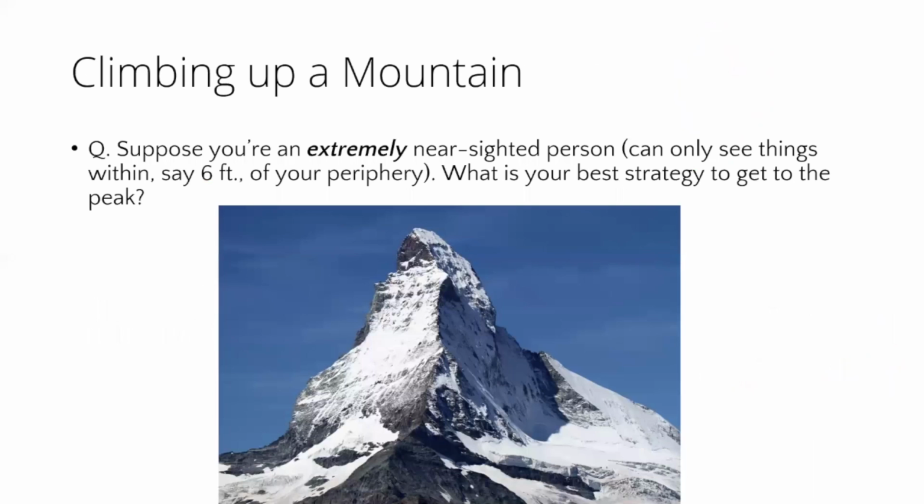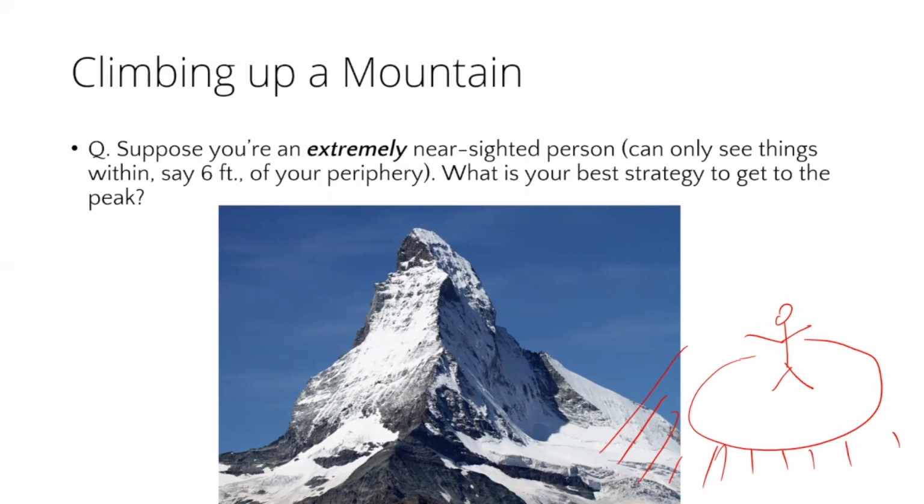For those of you who have never heard about this, here's a good analogy. Suppose you're a nearsighted person, and we're just going to assume an extreme case. You're extremely nearsighted, and you can only see things within around 6 feet of your periphery. So you're standing here, and you can see only a 6 feet boundary around you, and anything beyond that is not visible. Okay.